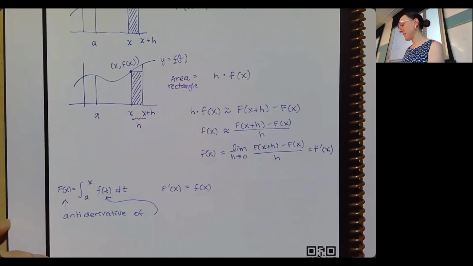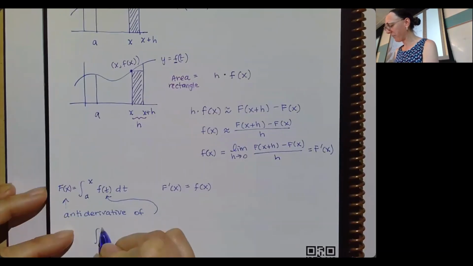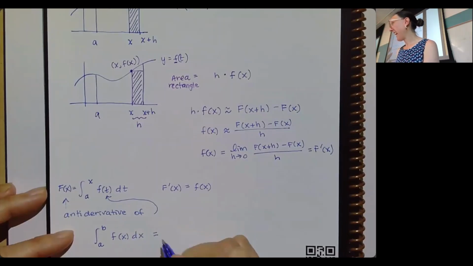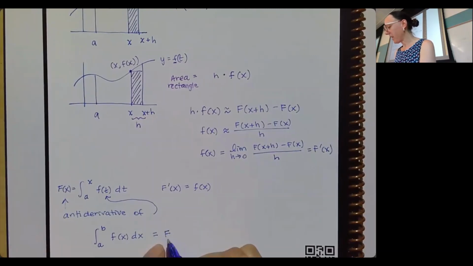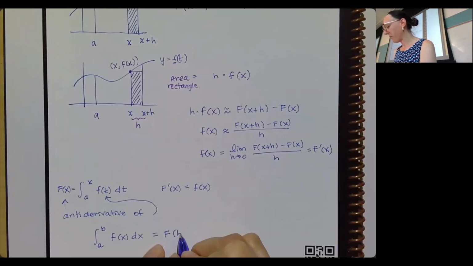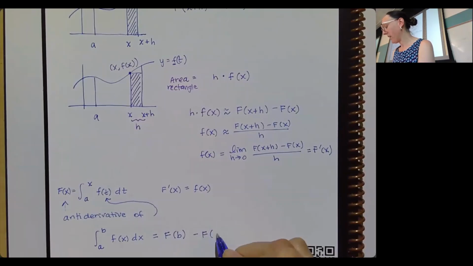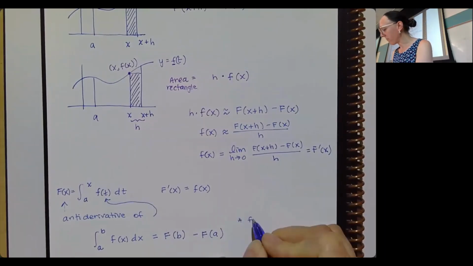The second part of this is that if I'm looking for the area from A to B of some function, all I have to do is find the antiderivative and then evaluate it at the rightmost endpoint and subtract off evaluating that antiderivative at the leftmost endpoint. So sort of two steps. I find the antiderivative.